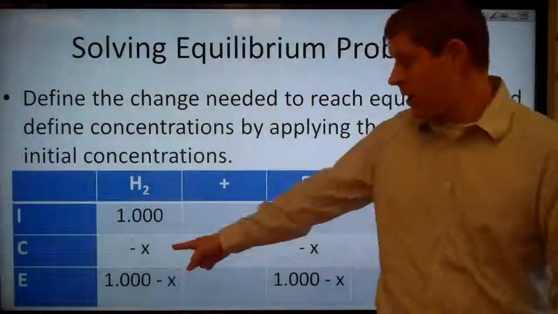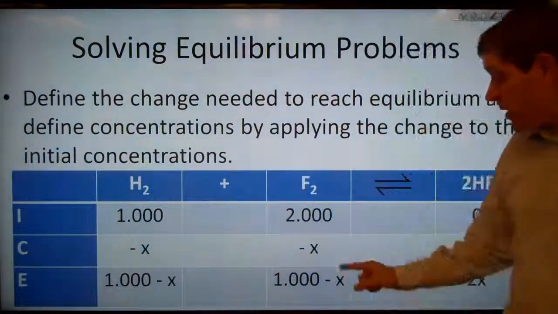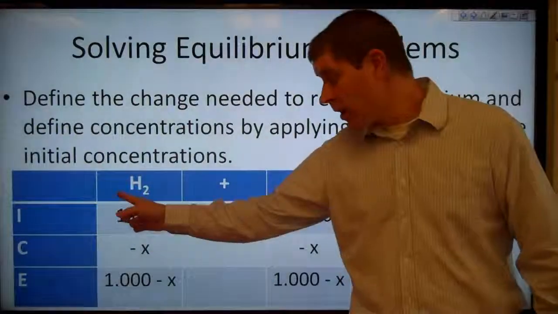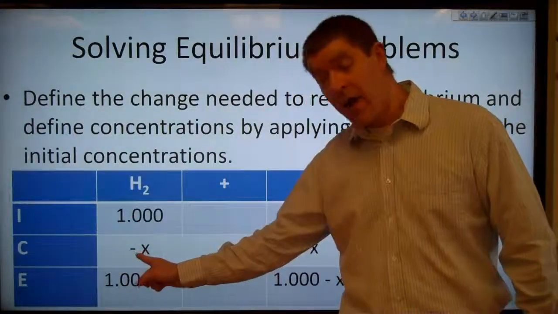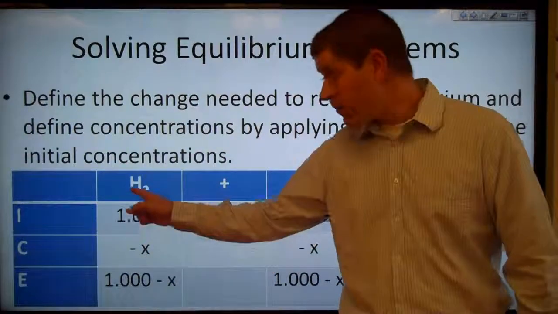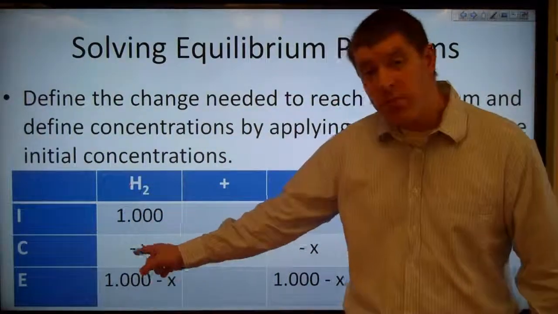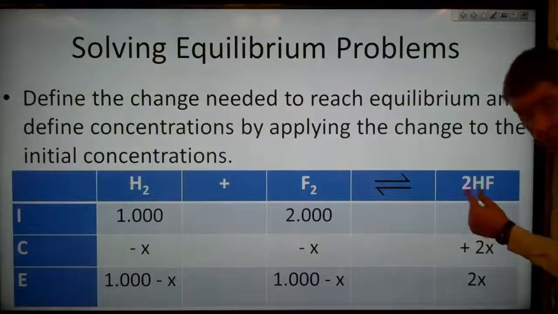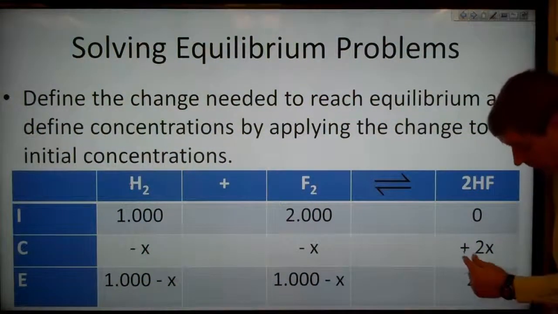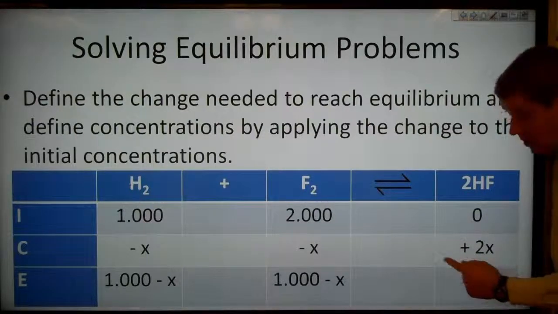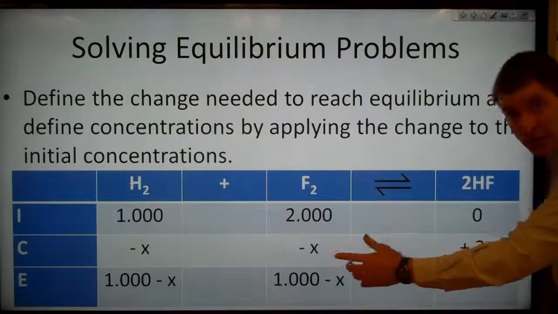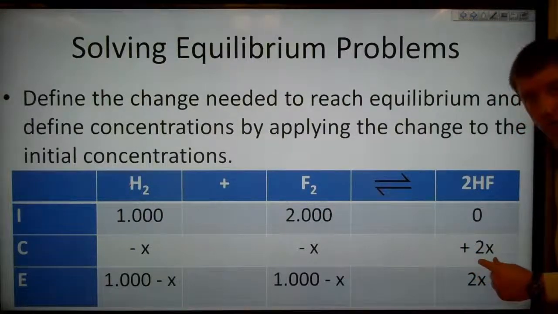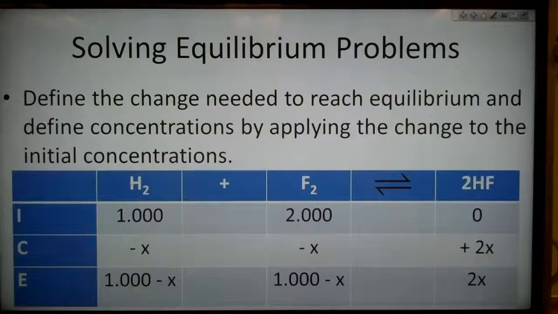The change in hydrogen concentration, well, that's going to be minus x. The change in fluorine concentration is going to be minus x. Note that if we have a coefficient here, then we would have that coefficient also written down there. The coefficient is 1 here, so essentially it's minus 1x. Here we have a coefficient of 2, so here we're creating, so plus 2x. Note that for the reactants it's minus x or minus 2x or whatever. For products it's going to be plus x or plus 2x in this case.